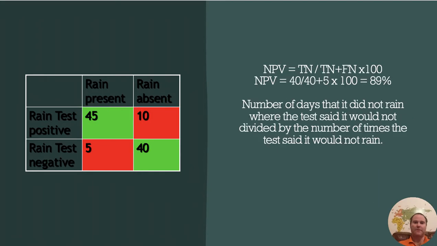The negative predictive value is the true negatives. In other words, the times that the rain test was negative and it didn't rain, divided by the total number of times that the rain test was negative. So it includes the false negatives. In other words, the times that it did rain, but the test said that it wouldn't. We tally that up and times it by 100, and we get a figure in this case of 89%.